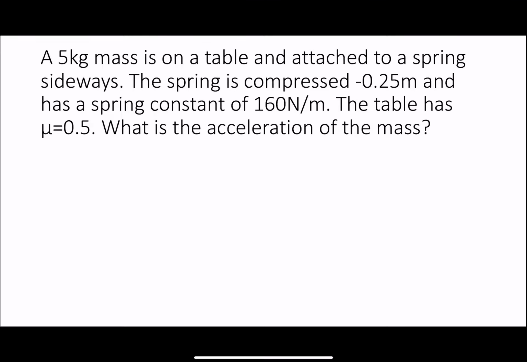So if we have a 5 kilogram mass on a table attached to a spring sideways, the spring is compressed that far and it has a spring constant of 160 newtons per meter. The table has mu of 0.5. What is the acceleration of the mass? Whew, that's a lot. Let's go ahead and organize this data real quick.